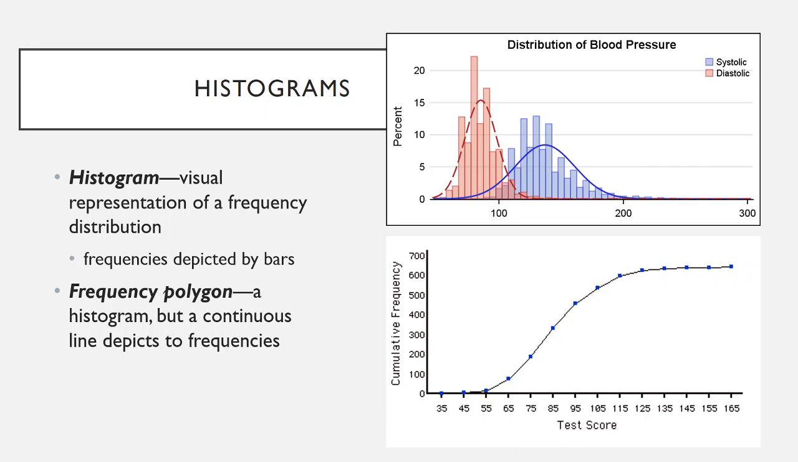A frequency polygon is just an example of a line chart, but it's specifically a line chart that depicts frequency-based data. So the difference between a histogram and a frequency polygon is entirely aesthetic. It's depicting the exact same kind of information. So at a certain level, decisions about what kind of graphic to use can come down to aesthetic preference.